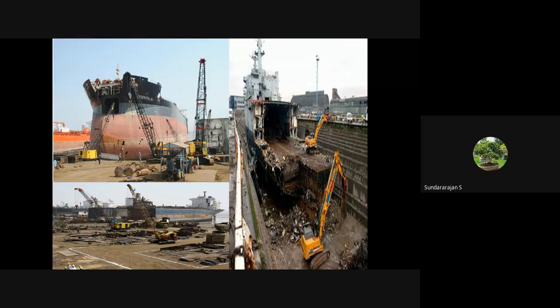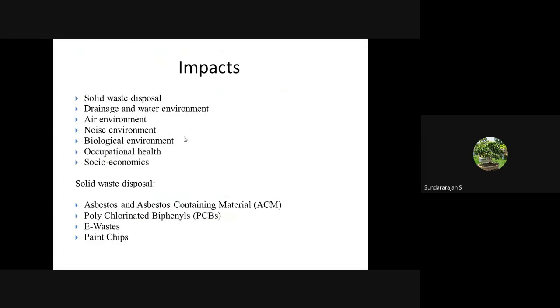We have collected samples from this area three to four times on the Gujarat coast and tested them for metals and other things. The impacts include solid waste disposal, the environment, and occupational health, because almost 30,000 people are involved, both directly and indirectly, in this area. The ship-breaking yards cover almost 3-4 kilometers. They take around 30 to 40 ships, and there is also e-waste from ships.